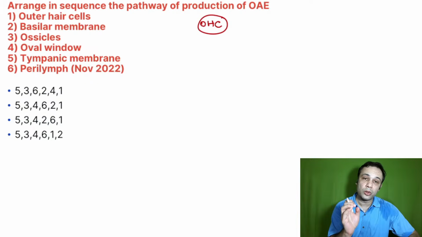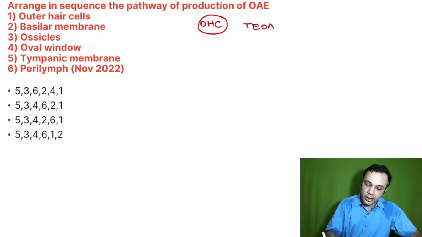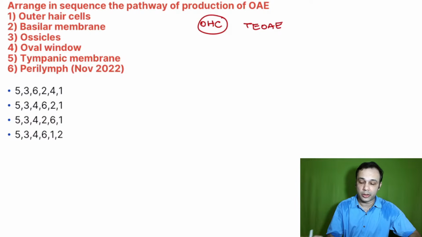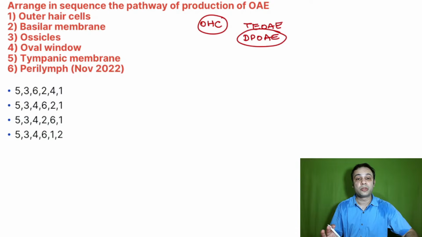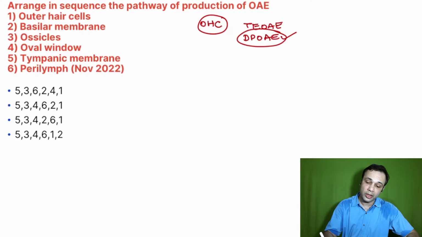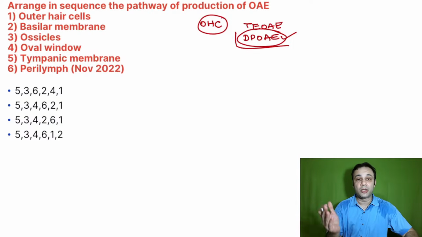So among the evoked otoacoustic emissions, you have TEOAE, that is transient evoked otoacoustic emission, and also DPOAE, that is distortion product otoacoustic emission. You don't need to know too much detail about these, but remember, of these, the most important or the most measured one is the distortion product otoacoustic emission.